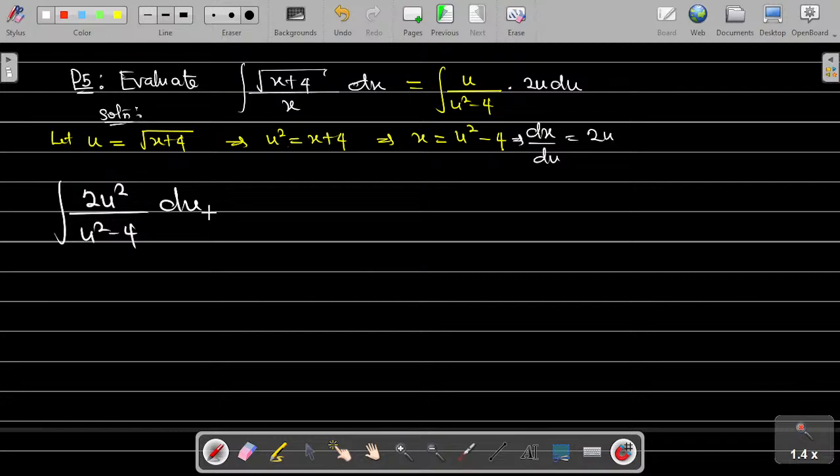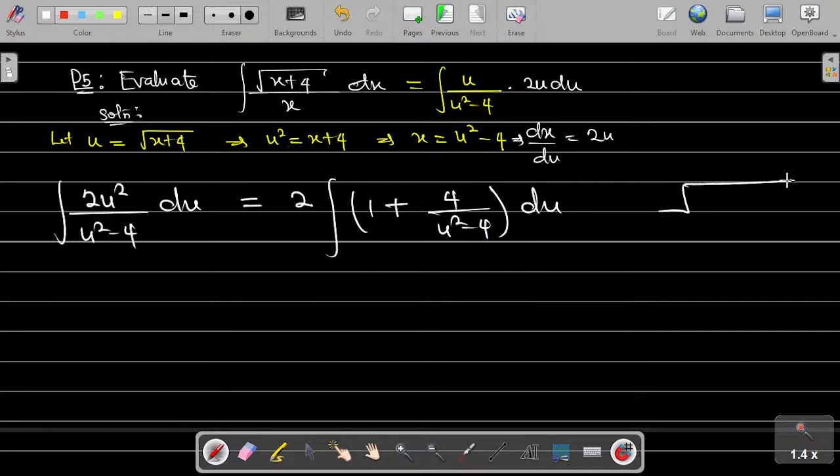However, they already gave us a reduction which I would not like us to repeat. So this is the same thing as 2, of course I'm bringing out this 2, and so they said it is equal to 1 plus 4 all over u squared minus 4, du. So what did they do there? It is just simple division of polynomials.